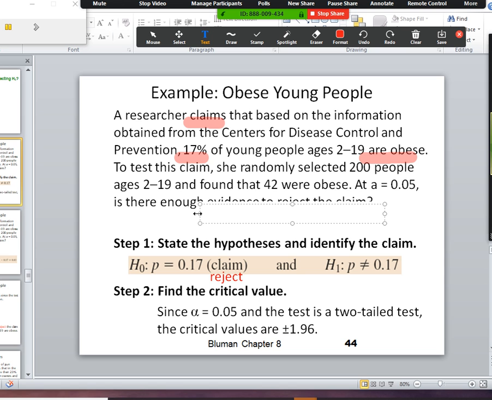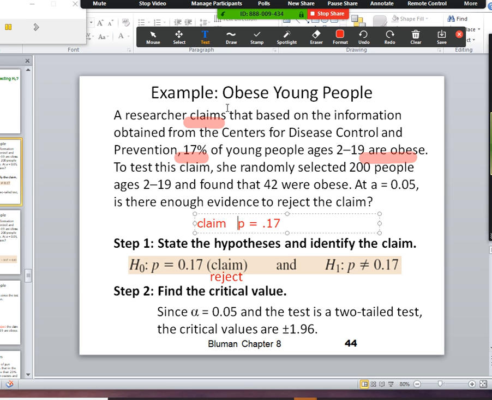So what's my claim? My claim is that the proportion p equals 17%, 0.17. That's my claim. Can I write down claim? Claim. Good.